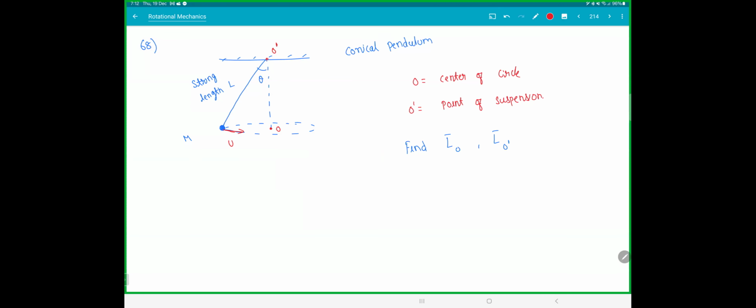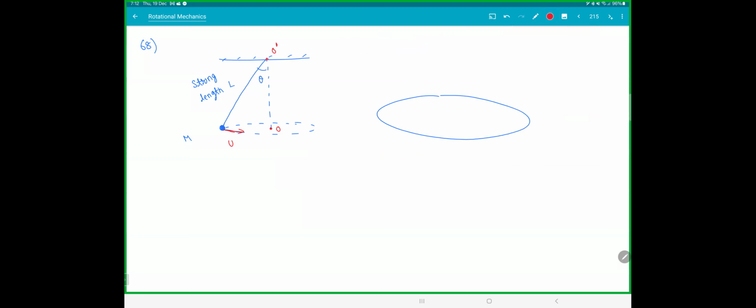So if you actually try to first see about O, look at this. At every instant, this is the velocity. This is your R bar. So if you see R cross V bar, this is your L bar. Can you see how the angular momentum is? It's out of the plane.